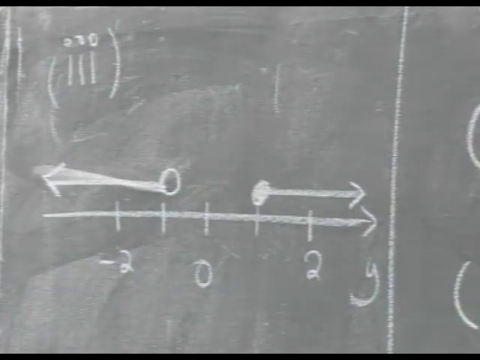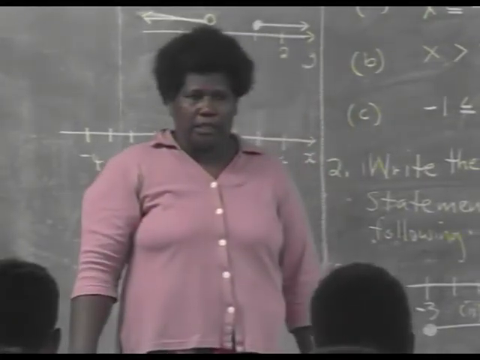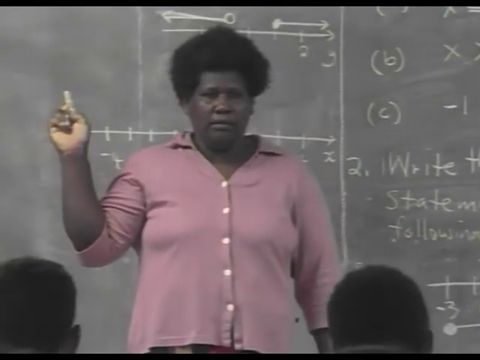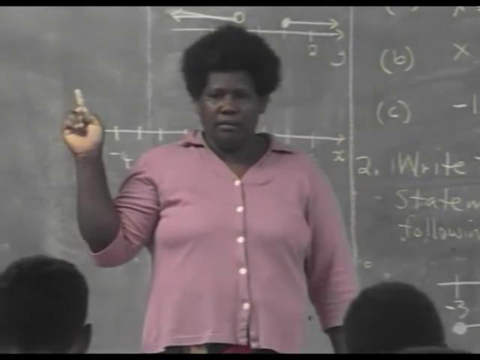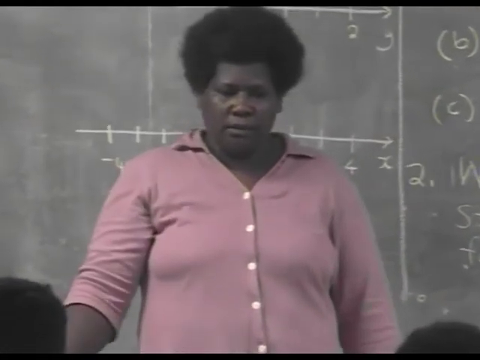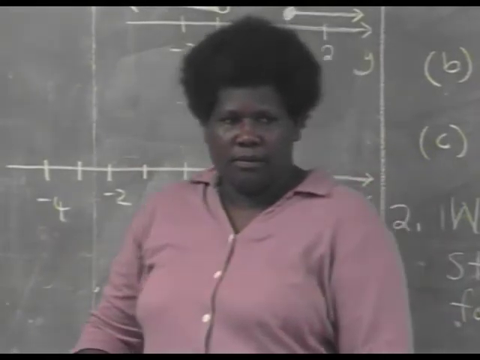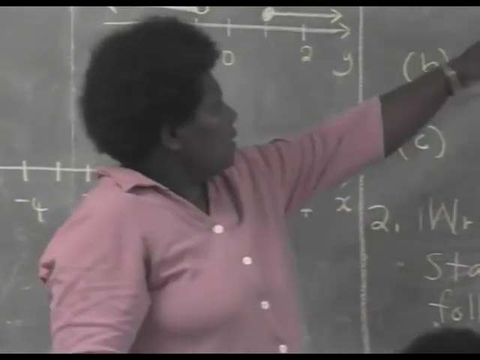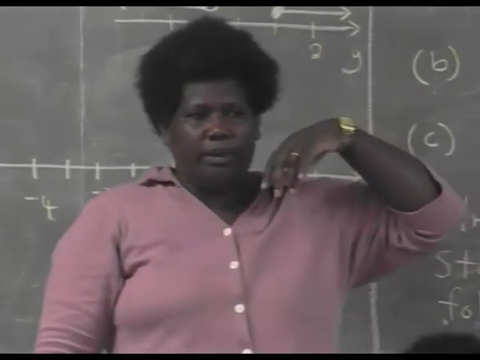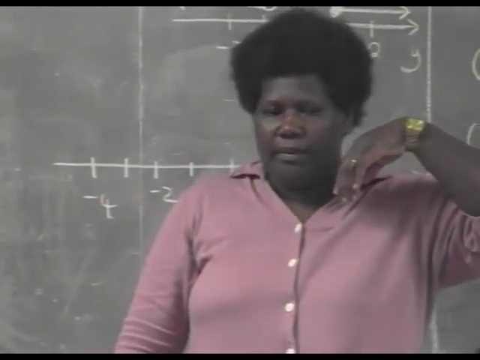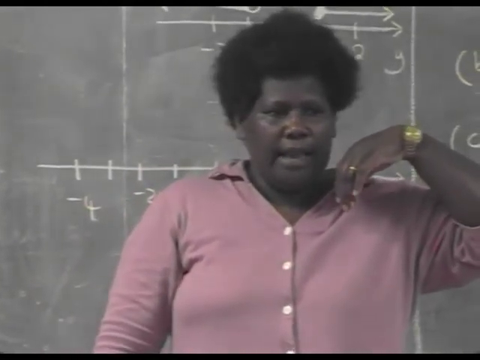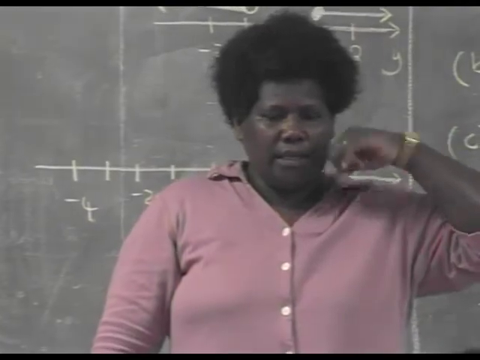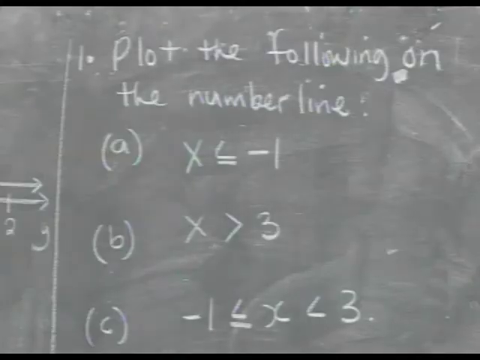Okay, I want 3 people to come and draw on the number line that I've got on the board to answer question 1, A, B, and C. Anyone for A? Nobody? X is less than or equal to negative 1. Who wants to come and do letter A? Miriam, letter B. Kyle, letter C. Gabriel. Quick.